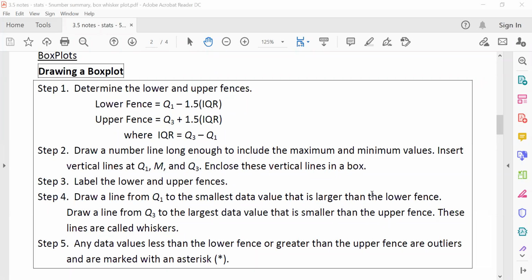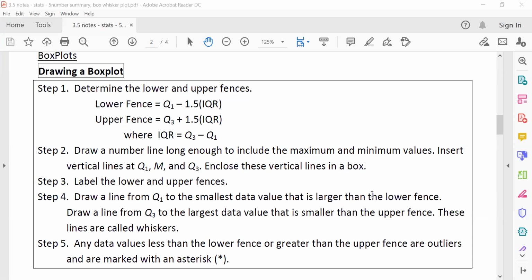Then you need to draw a number line long enough to include the maximum and minimum values. You're going to put vertical lines over the first quartile, the median, and the third quartile. Then you enclose those vertical lines in a box. We'll see an example of this in just a moment. Then you can label the lower and upper fences. You can literally draw them like brackets that look like fences.